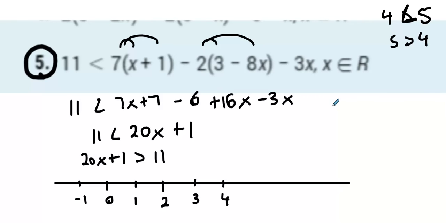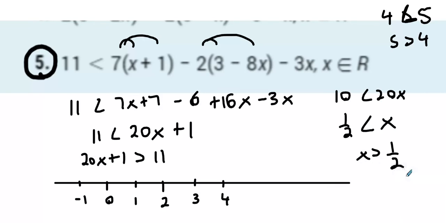You can bring the 1 over to your side and you get 10 is less than 20x. Divide both sides by 20 and you get a half is less than x. You can do the spin move there and you can say x is greater than a half. Everybody see the spin move? The spin move makes sense.